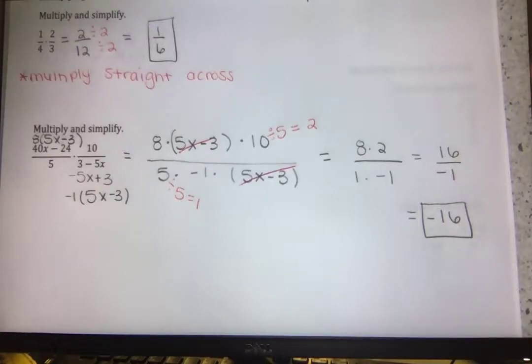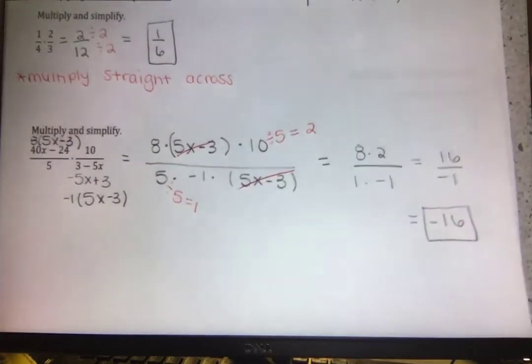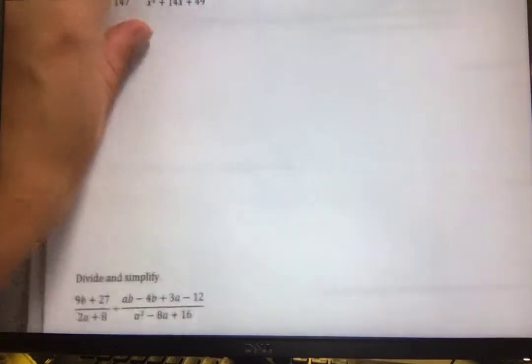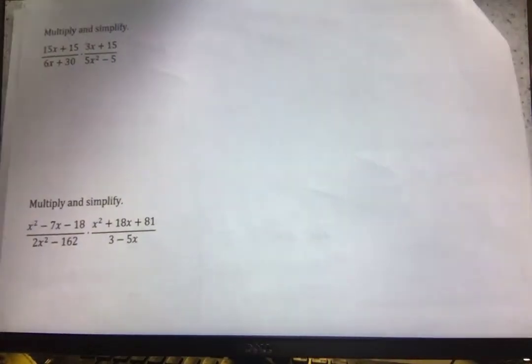So that's pretty much it. So we're going to do another example. Before we go there, questions on this one? So same concept for this next one. We're going to multiply and simplify.